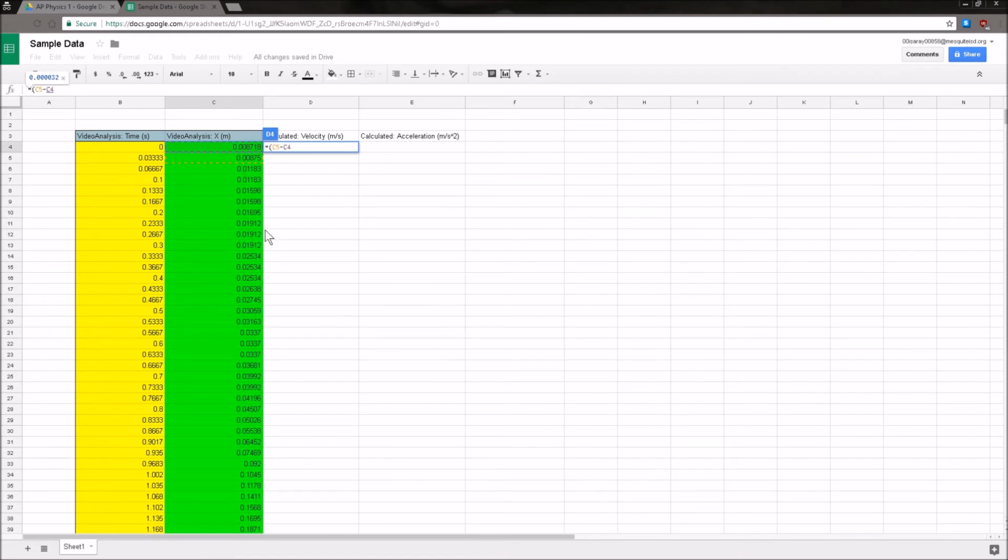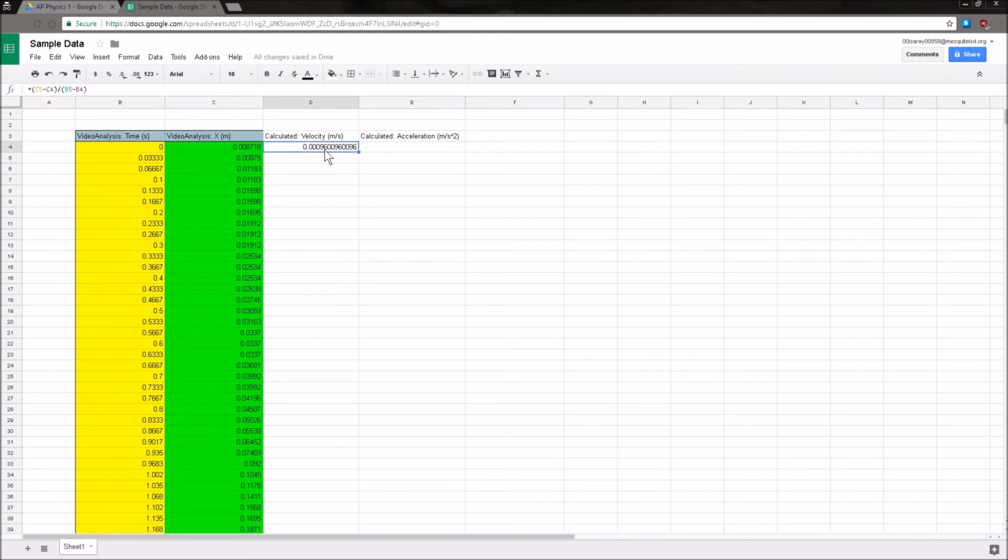So that's going to be our change in x because it's this x value minus the original x value, in parentheses. And then we're going to divide that by the change in time, which is going to be down 1 and left 2, which is that time, minus the initial time. And that's going to be our velocity.